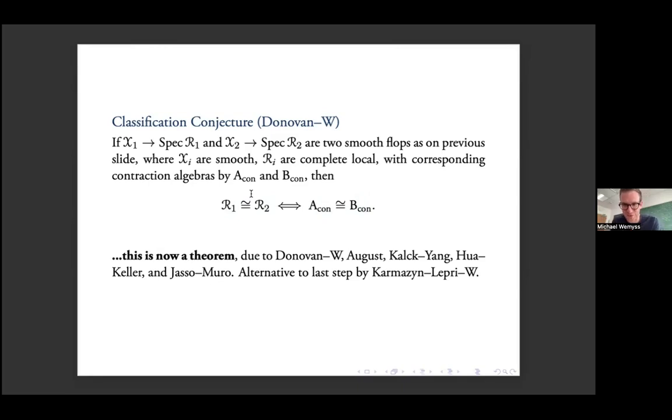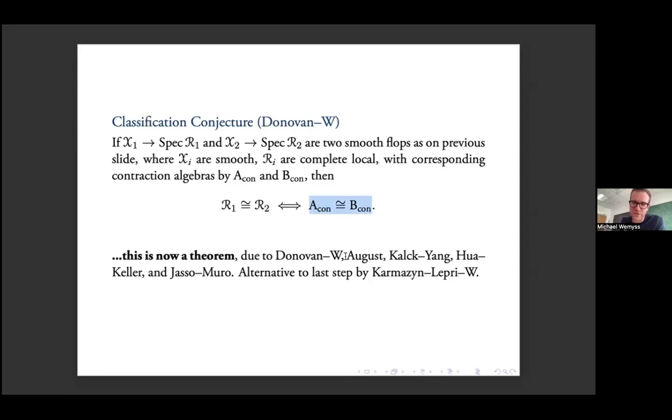And so it is now a theorem due to many people. And so we'll talk to it a little bit. The fact that this implies this is just the fact that deformation theory is functorial. So that's back in the original stuff with Will.